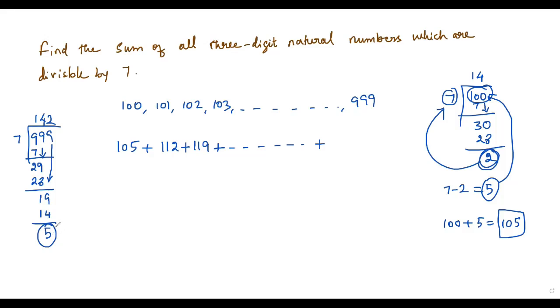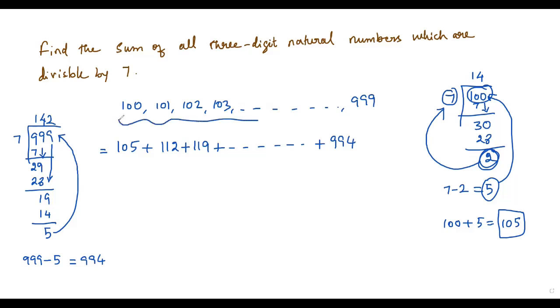Okay, here what is the idea? So should I check the previous one, 998 or 997? No, we don't have to do that one. So again, there is a trick to get the last 3-digit natural number which is divisible by 7. For that, simply subtract this remainder 5 from this dividend 999. When I subtract 5 from this 999, I'll be getting 994. So 994 is the last 3-digit natural number which is divisible by 7.